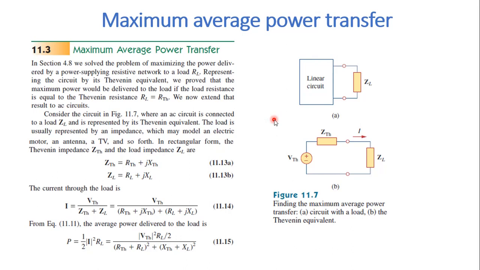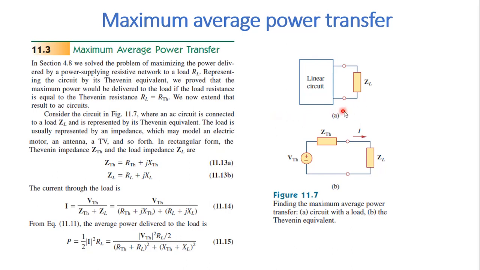In that theorem we arrived at the conclusion that the load resistance should be equal to the source resistance. That is the condition when maximum power will get transferred from source to load. Now in this lecture we are going to discuss the maximum average power transfer for AC circuits.